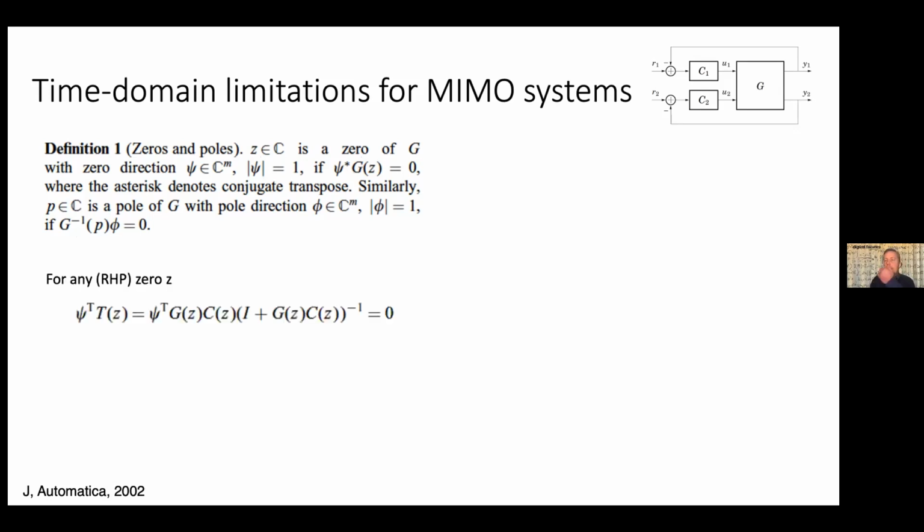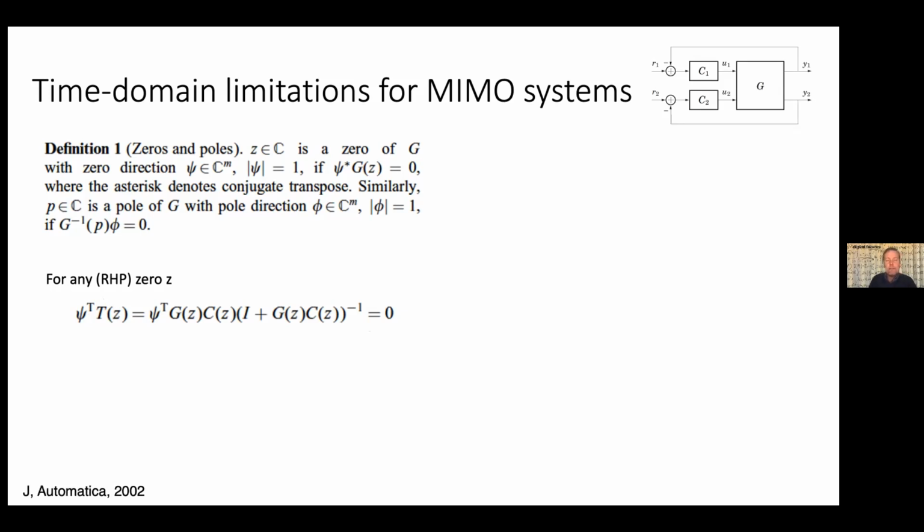So let's do a very simple computation on the complementary sensitivity function that we have. So if I now write out the complementary sensitivity function T for a MIMO system, I will get this GC multiplied by the inverse of the sensitivity function. And then if I plug in the zero Z here, and I multiply by psi transpose, this first part here vanishes. So the right-hand side becomes equal to zero, which means that when I multiply also the complementary sensitivity function by psi transpose, when I evaluate at Z, that is equal to zero.